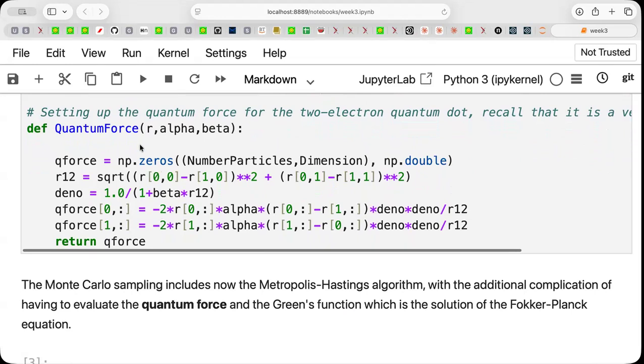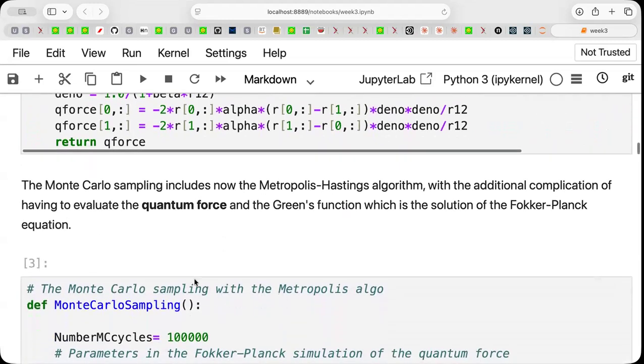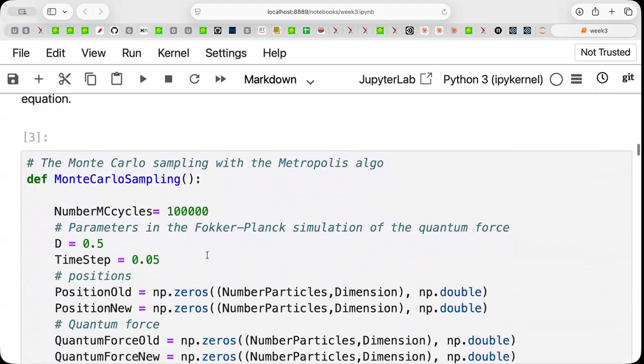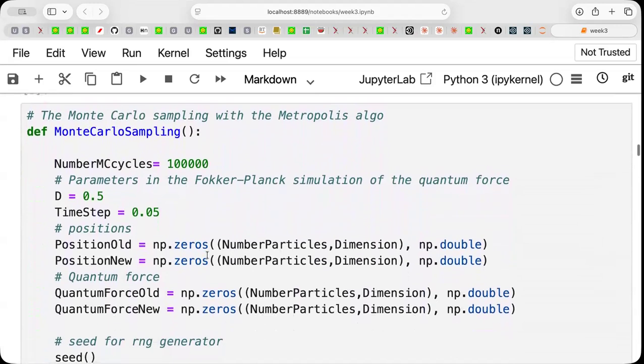So you would actually need the gradient of your trial wave function, which, when you just look at the harmonic oscillator, is quite simple. If you add interactions, it becomes a little bit more complicated, and this is the case here. When you're now doing the Monte Carlo sampling, we now need to update the points using this Langevin equation. So I define a time step, which is 0.05. So this is just a trial value.